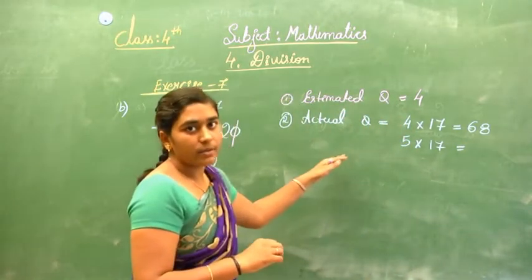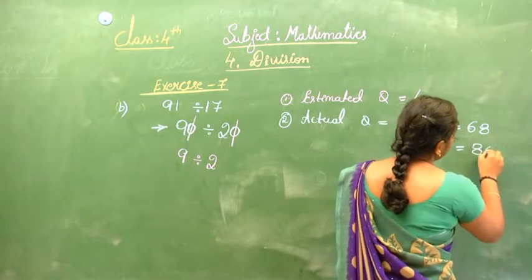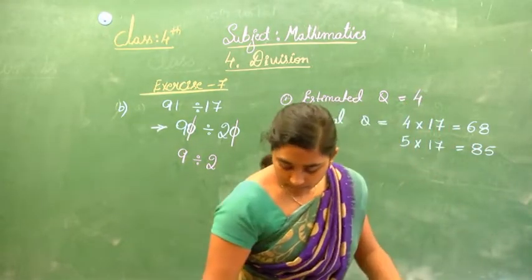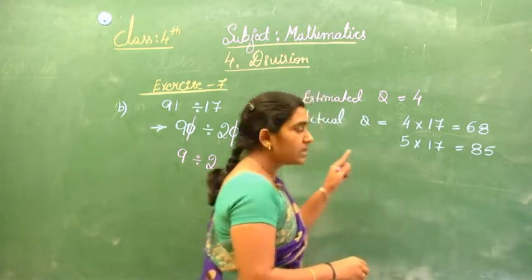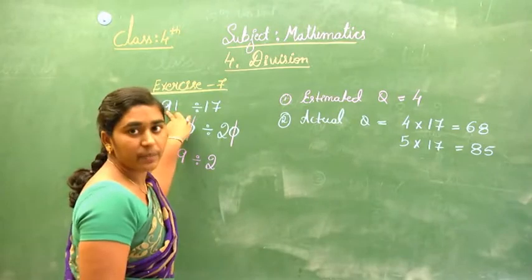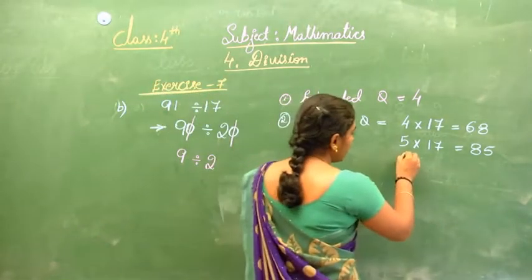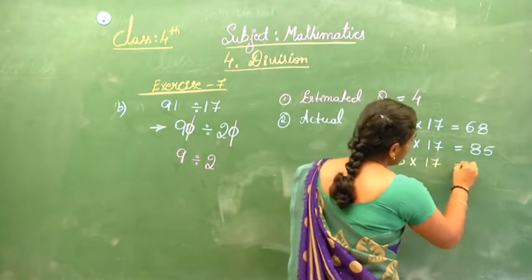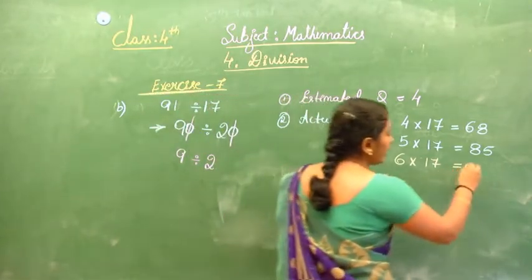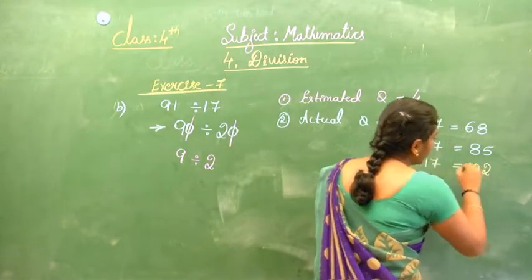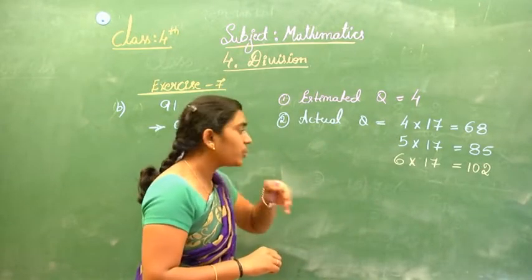17 fives are, how much will you get? 85, right? 17 fives are 85. Is this number nearer to the 91, which is the dividend? Let's see one more. 6. 17 sixes are, how much will you get? 102. Right? 17 sixes is 102.